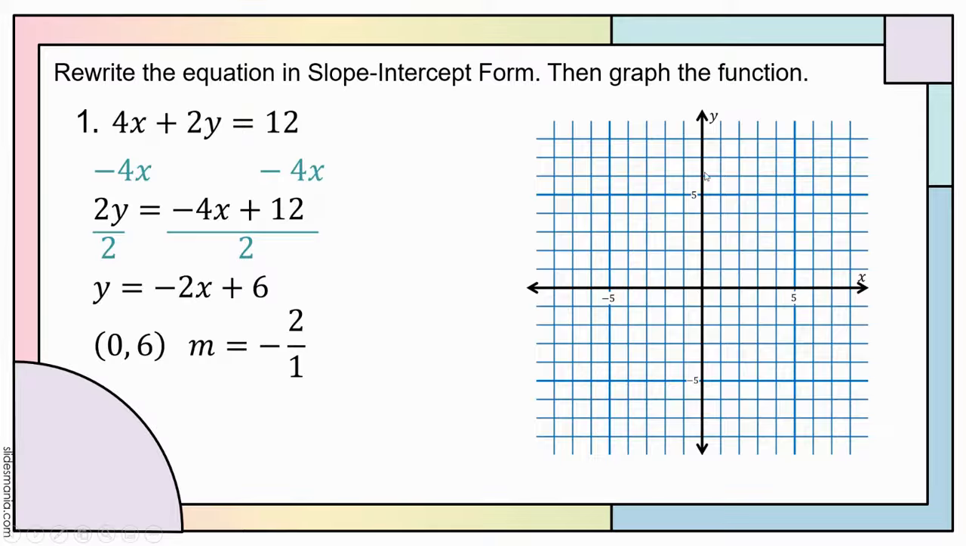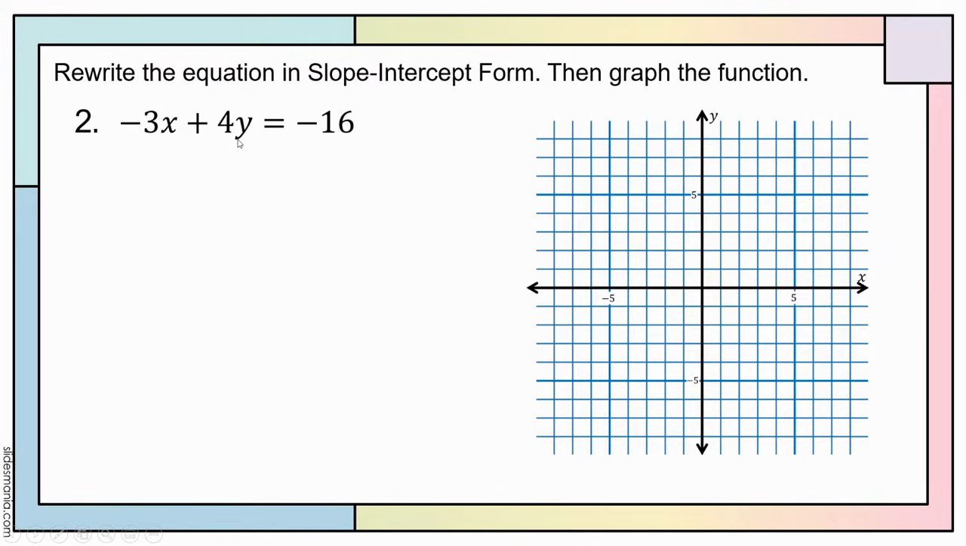So to graph it, I'm going to go to 0, 6 and put a point. And then from there, I'm going to go down 2, right 1, down 2, right 1. And do that until you run out of grid, and then connect your points using a straight edge. Make sure you include arrows on both sides.